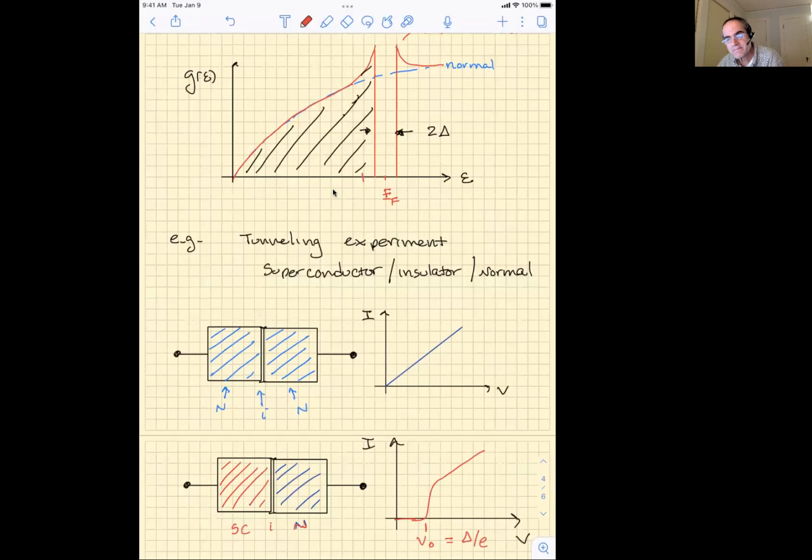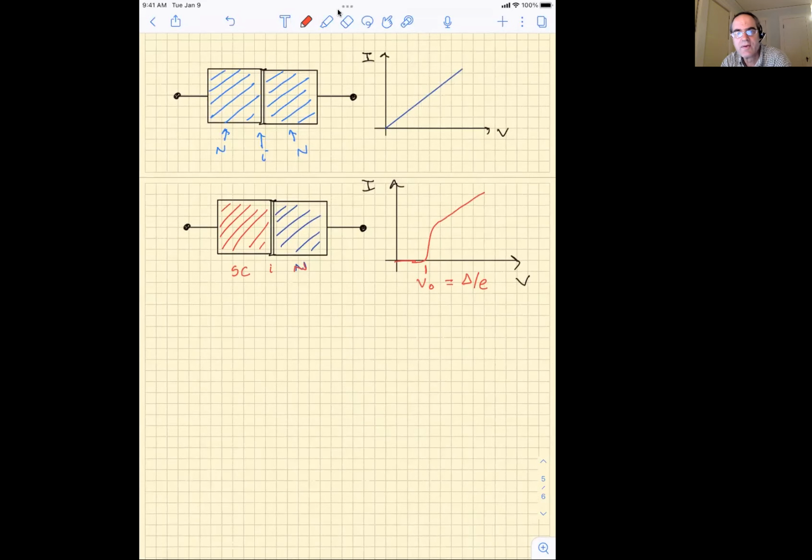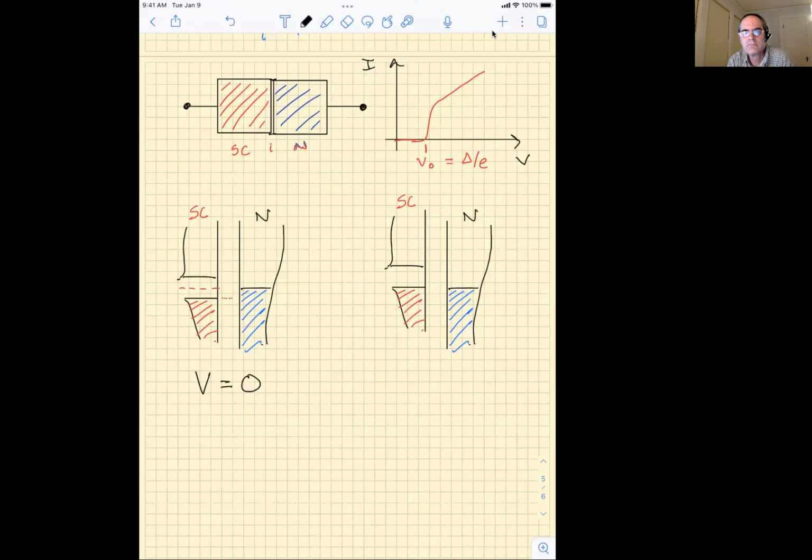So V0 is just delta over the electron charge. Okay? So that's kind of interesting. What's going on in this experiment? Well, it's this. When the voltage is equal to 0, we have this situation here. In the normal material, we have a band of states that's partially filled up to the Fermi energy, as shown. But in the superconducting material, at the Fermi energy, we have a gap.